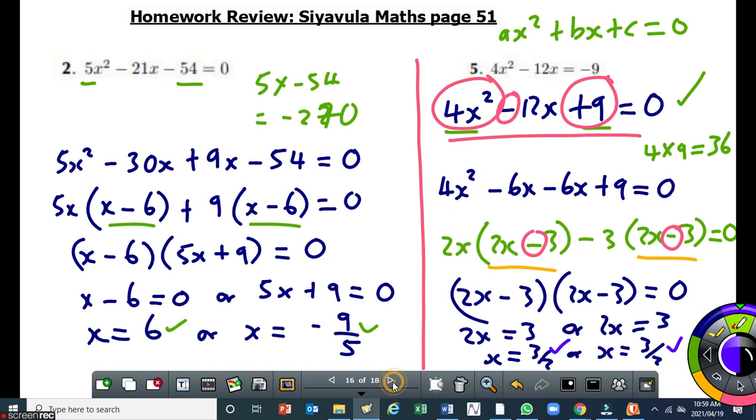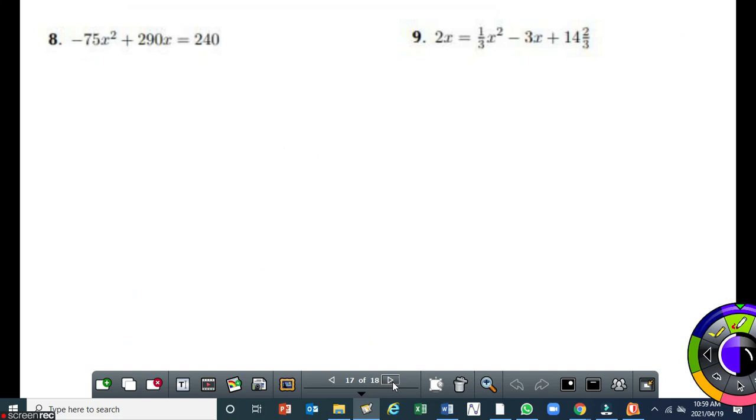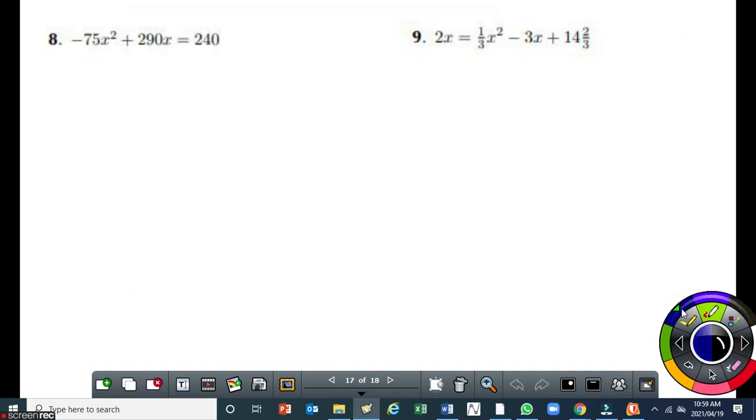Alright? Then question 8. We have got minus 75x squared plus 290x equal to 240. Now here we have to form a quadratic equation with the form ax squared plus bx plus c equal to 0.